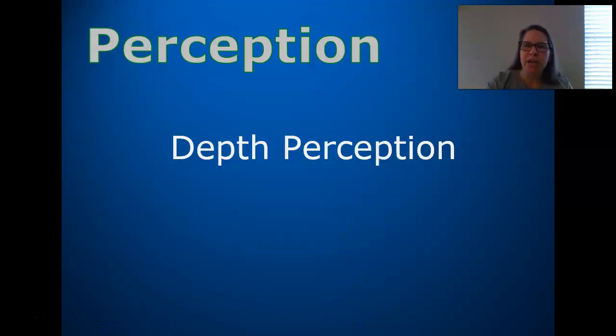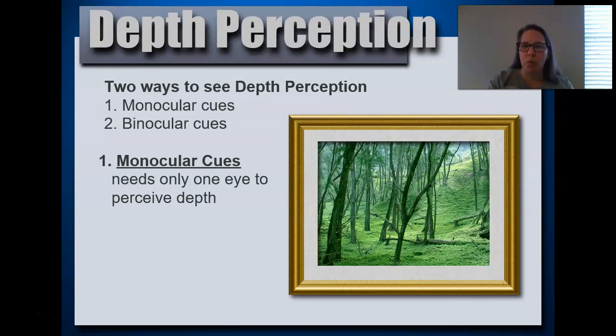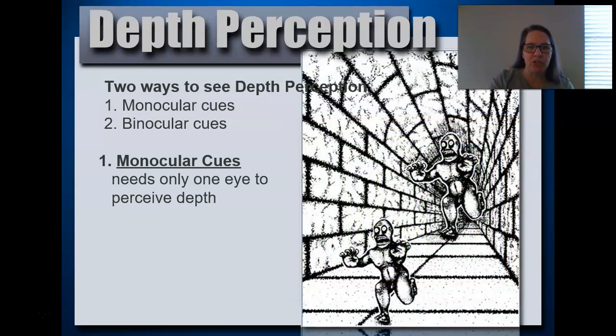Okay, so now moving on to depth perception. So the first thing that I want you to note is that there are two different ways that we see depth perception. We see them first through monocular cues and second through binocular cues. So monocular, one, okay? So this is one of our eyes, and then binocular is two. So we're going to start with the monocular cues first. Okay, so like I said, monocular cue, you only need one eye to perceive depth. Okay, so there's a bunch of different monocular cues that we're going to talk about here.